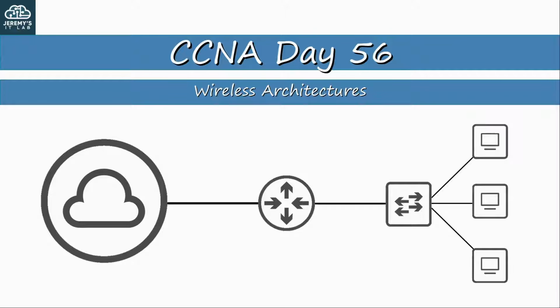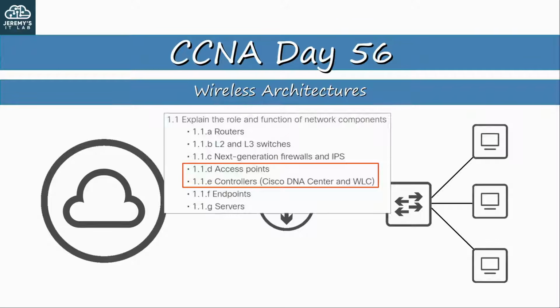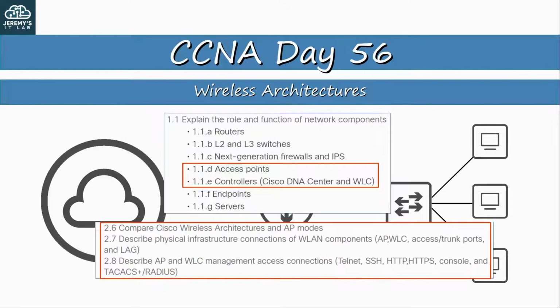In this video, we'll continue our look at wireless LANs. In the previous video, we looked at various fundamental concepts of wireless networking. But in this video, we'll look at some more specifics. Specifically, wireless architectures. By architectures, I mean how the wireless network fits into the greater picture of the network as a whole, including the wired network infrastructure. We'll cover exam topic 1.1d, access points, 1.1e, controllers, as well as 2.6, 2.7, and 2.8.